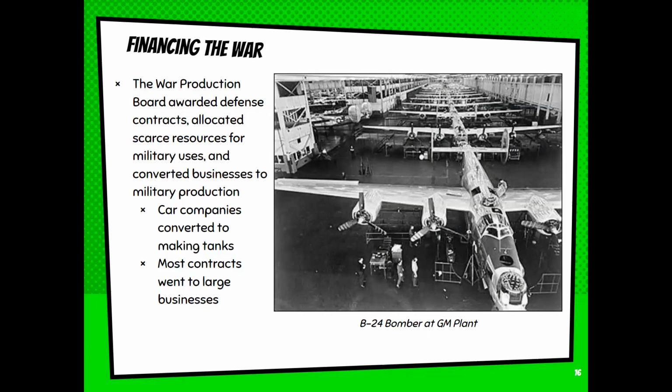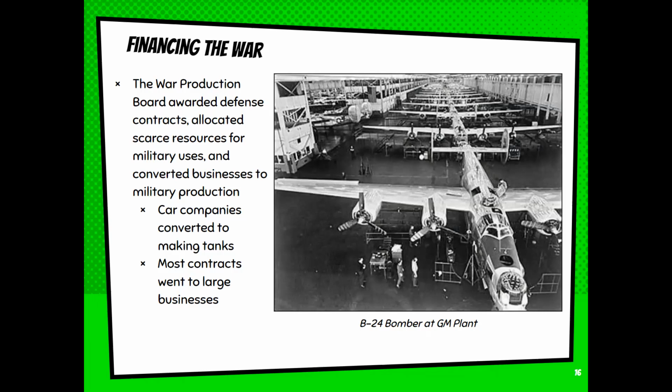And so the government is going to produce all the stuff for war using an organization called the War Production Board. Basically, they go to companies and say, okay, we need a plane company. And so they go to General Motors, who usually makes cars, and they say, we're going to give you this huge defense contract. You're going to transform your facility. We're going to pay for it. And then you're going to build us airplanes. And here they're building B-24 bombers.